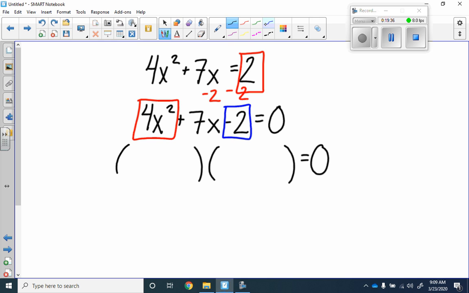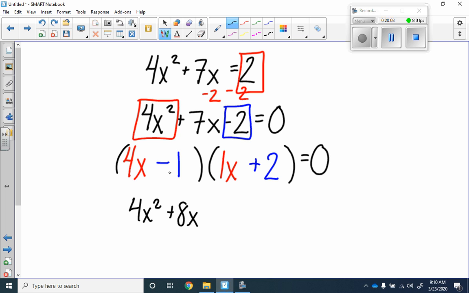So I'm going to go back to the 4x, and I'm going to do 4x and 1x. I'm still going to have to do a negative 2, so negative 2 and 1. I'm going to look real quick, and the fact that I need a 7x right here, well, I know that 4 times 2 is going to give me 8. So I'm going to put a positive 2 here and my negative 1 here. 4x times x gives me 4x squared. 4x times 2 gives me 8x. Negative 1 times x is negative 1x. Negative 1 times 2 is negative 2. That ends up giving us that 7x that we're looking for.